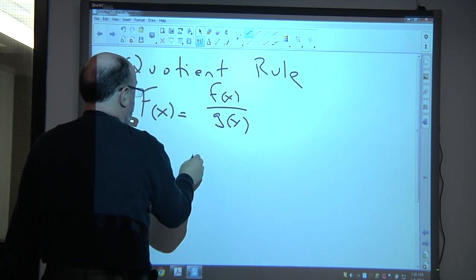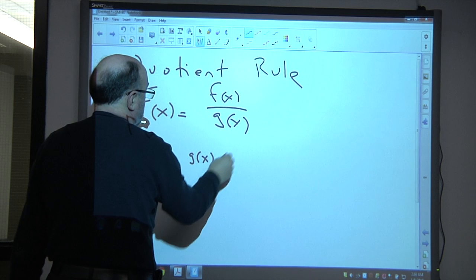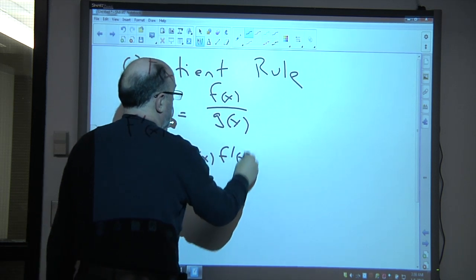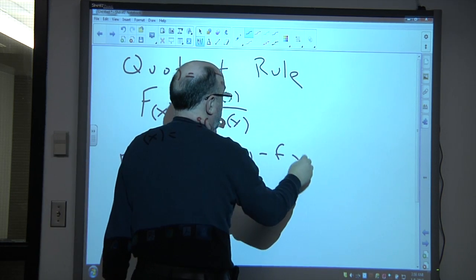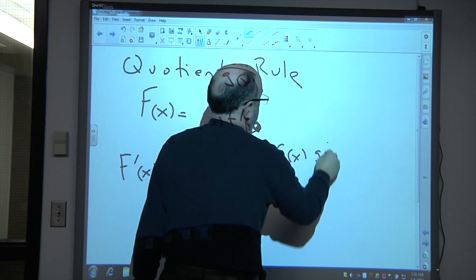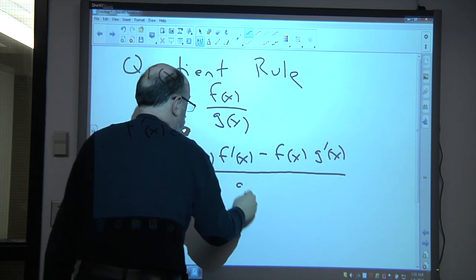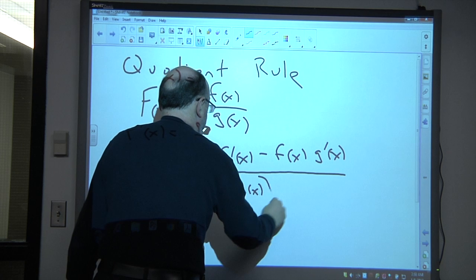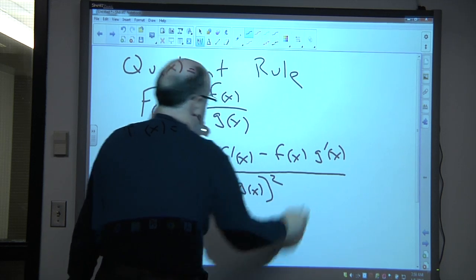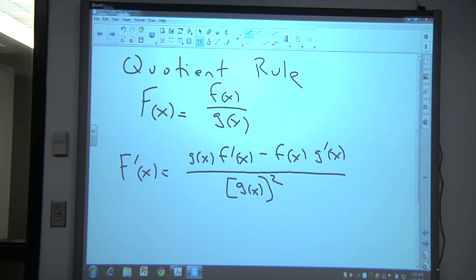is given by the bottom term times the derivative of the top, minus the top times the derivative of the denominator, all over the denominator squared. Right? That's the quotient rule. Right?